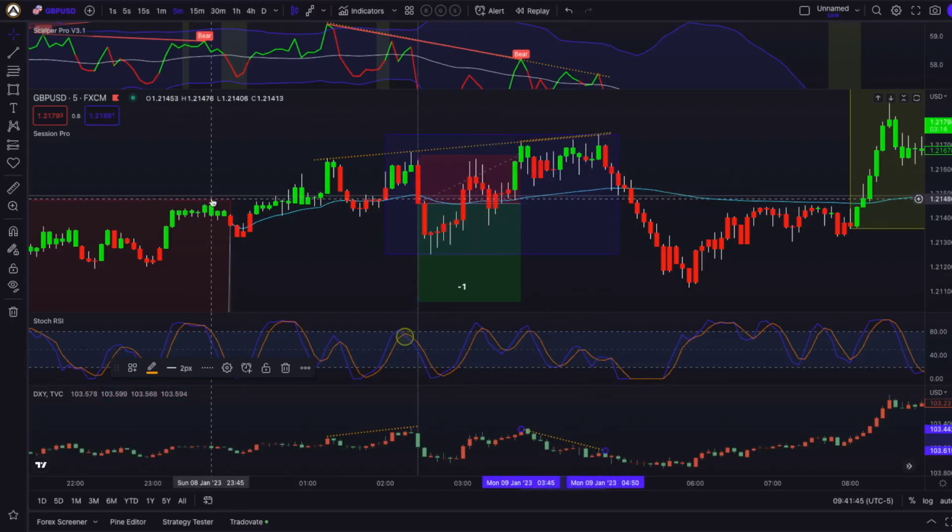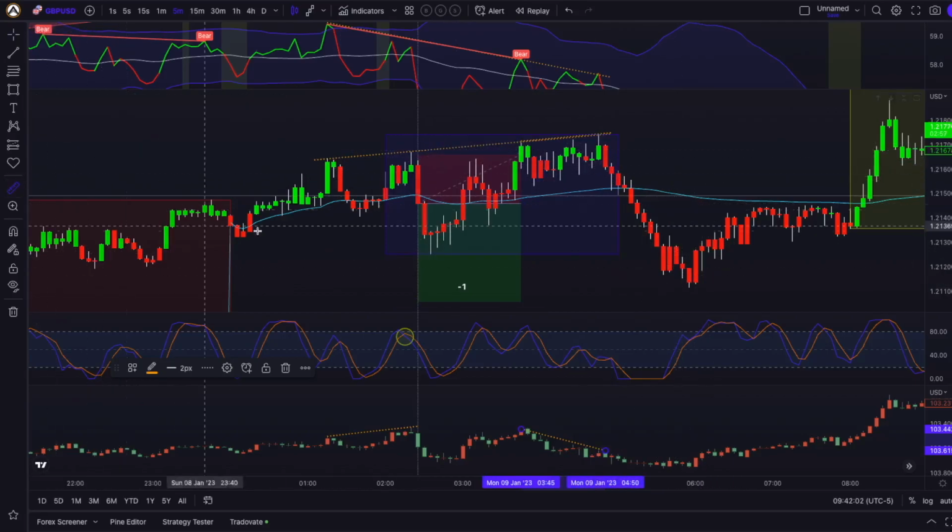We're above the Asian highs. We have bearish divergence confirmed on the Scalper Pro. We have bearish divergence confirmed on the DXY. Wait for a break below the VWAP if you don't like this bearish engulfing entry right here for a continuation move lower.